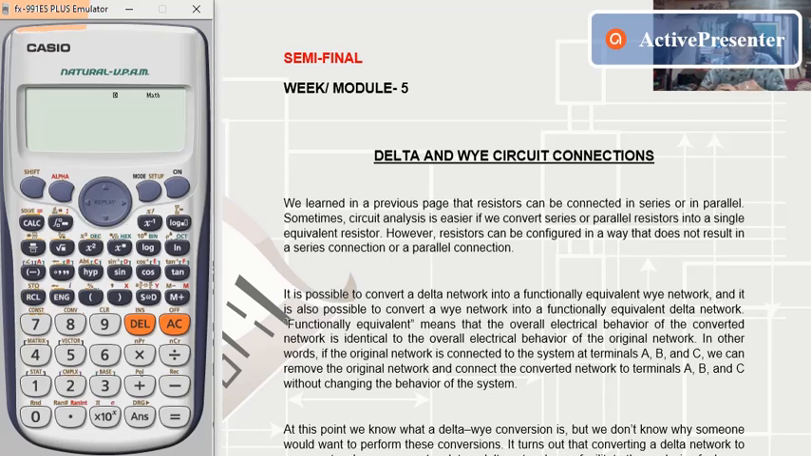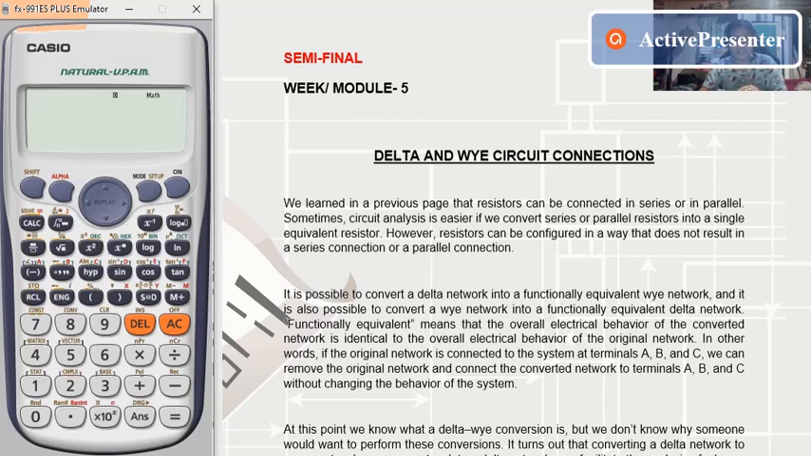We learned in a previous page that resistors can be connected in series or in parallel. Sometimes circuit analysis is easier if we convert series or parallel resistors into a single equivalent resistor. However, resistors can be configured in a way that does not result in a series connection or a parallel connection.